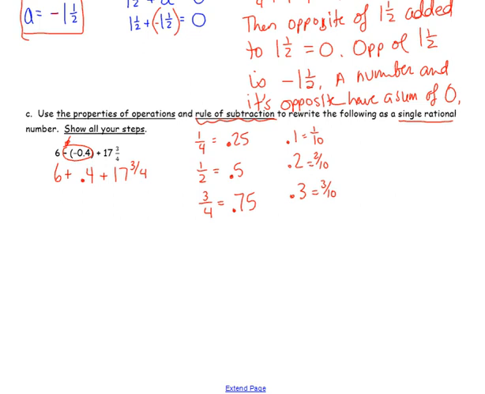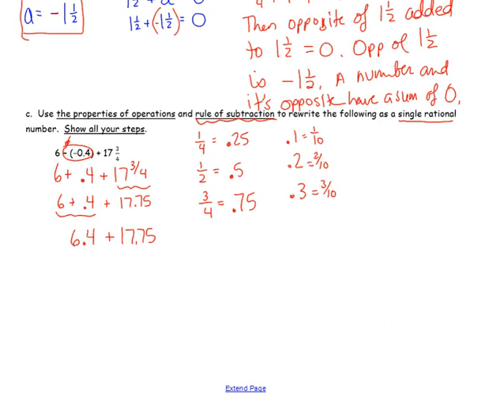The reason this is a good problem to change to decimals instead of fractions is because when you add fractions, you need common denominators, and that will be an additional step. So for that reason, I'm going to convert this to a decimal. 17 3/4 is 17.75. Then I'm going to bring down the rest of the problem. Then I'm going to add the first two digits. So 6 plus 0.4 is 6.4. Then I'm going to add the 17.75.